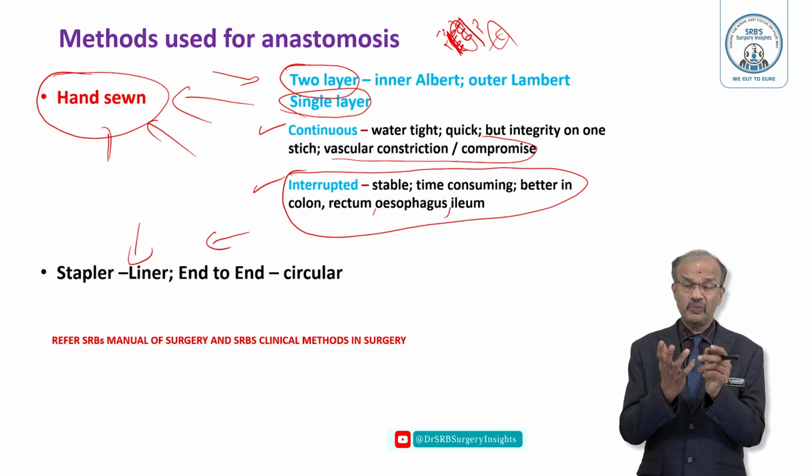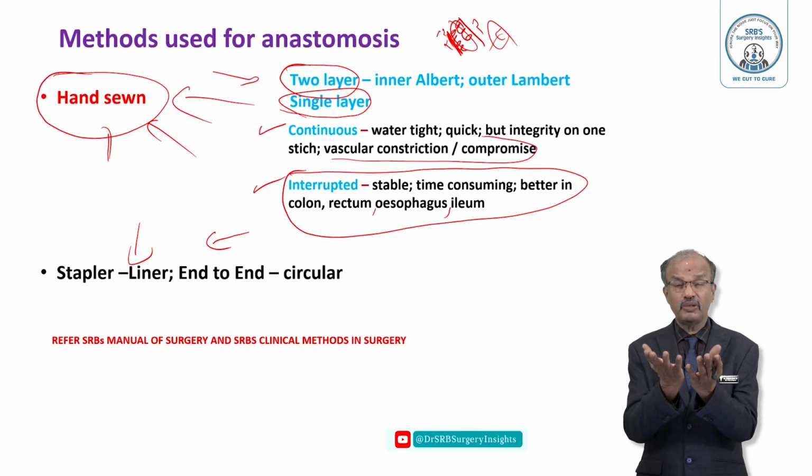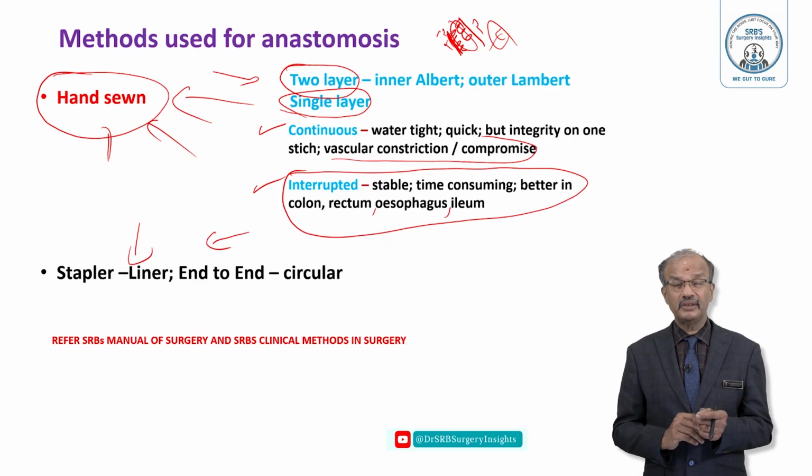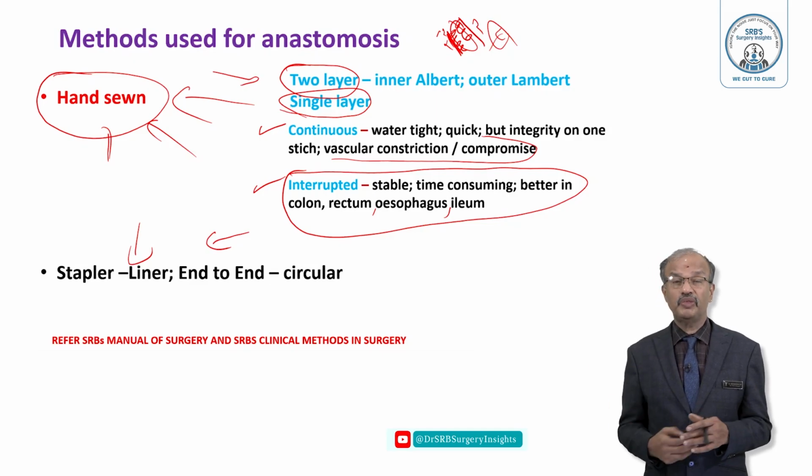Because if one stitch is weak, another stitch will hold on, so that a complete disruption will not be there, and if it leaks a little bit, it may seal off on its own or may cause just a fistula, which we can settle down without any problem.